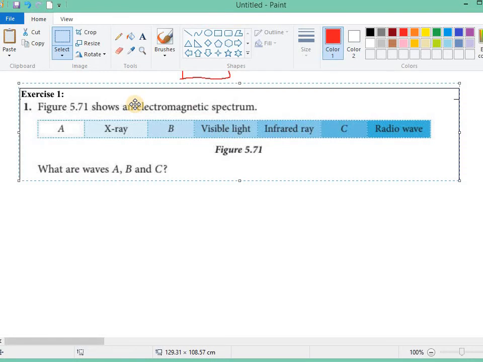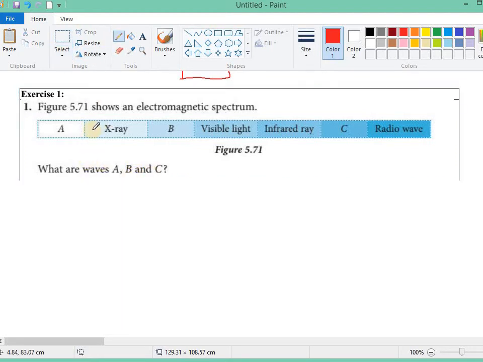Okay, exercise 1, number 1. Figure 5.71 shows an electromagnetic spectrum. What are waves A, B, and C? Okay, so you see radio wave over here. So A here must be gamma ray. And then B is between X-ray and visible light, so B must be ultraviolet ray. C is between infrared and radio wave, so it must be microwave.